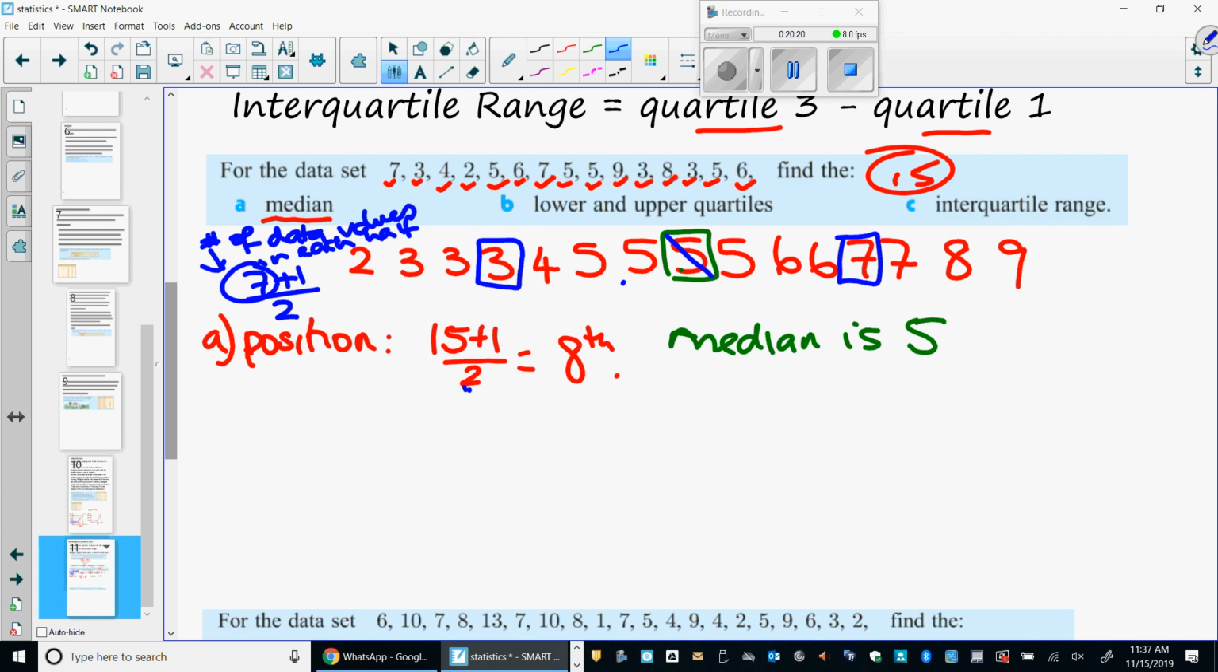So, if you were happy that this was the 4th piece of data here, then we said that there were 7 pieces of data here. There's also 7 here.